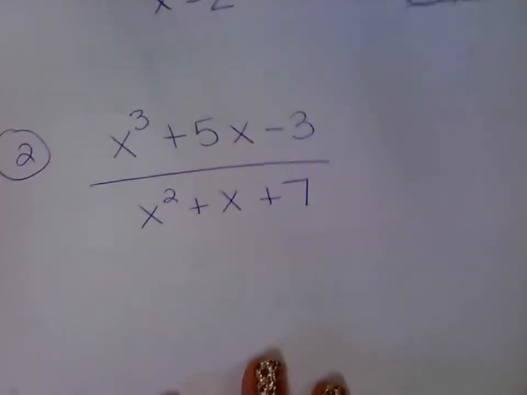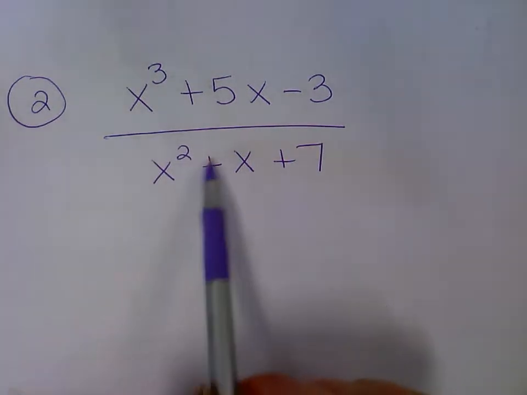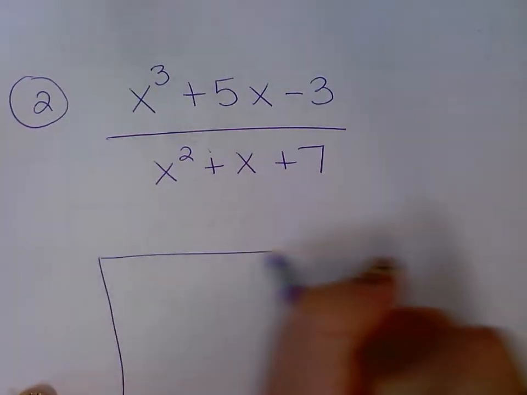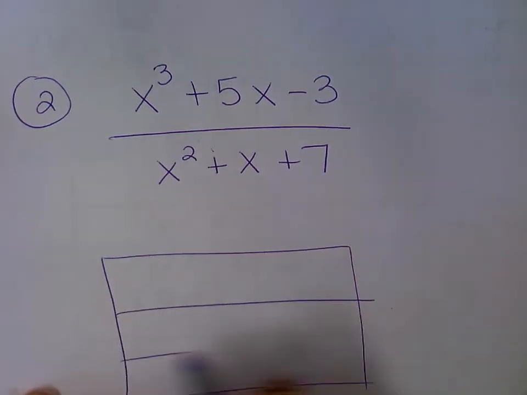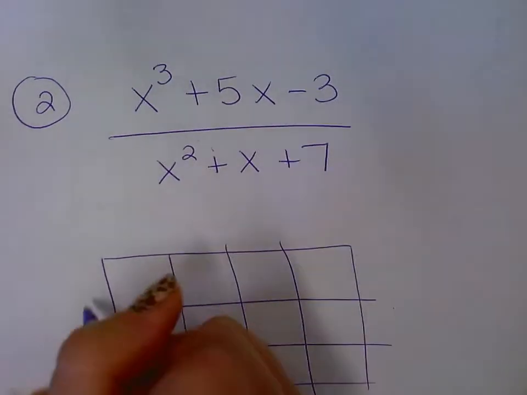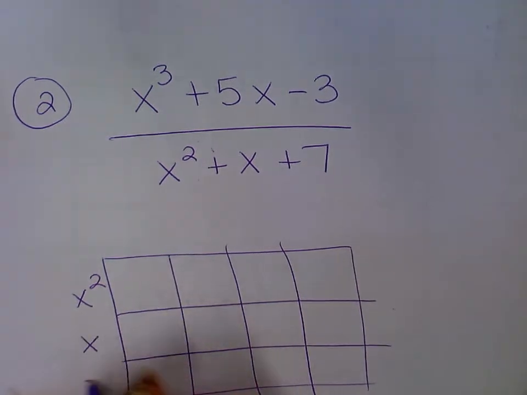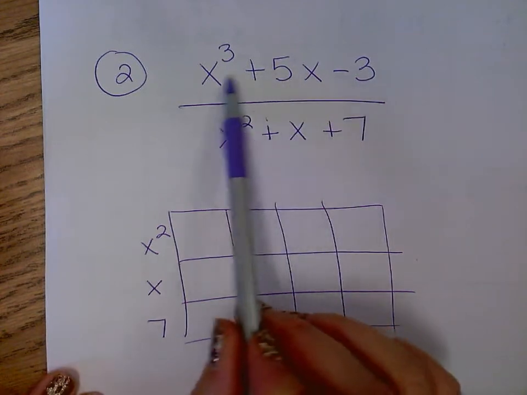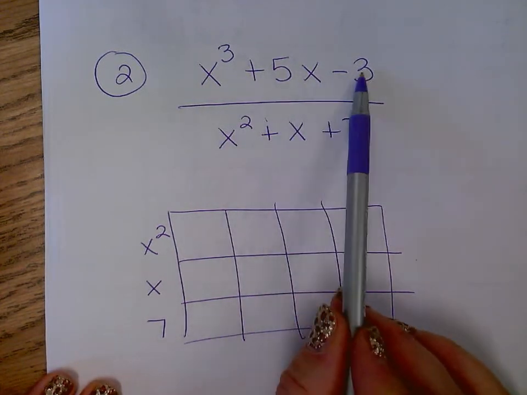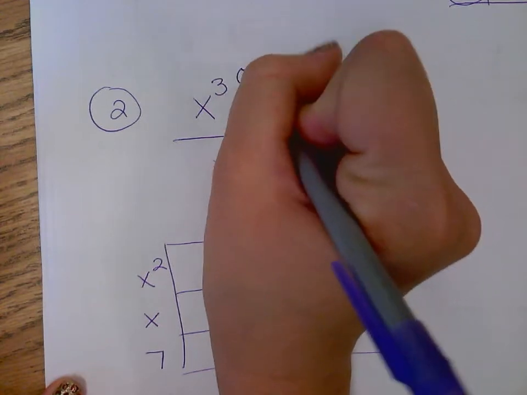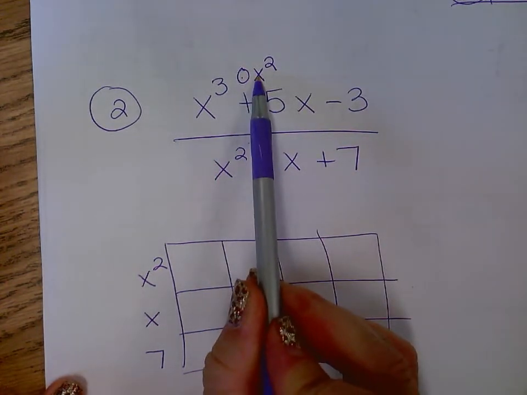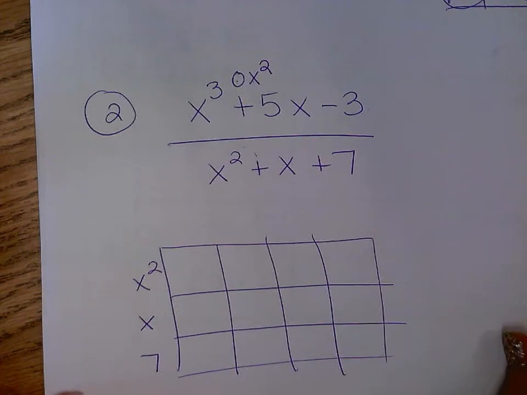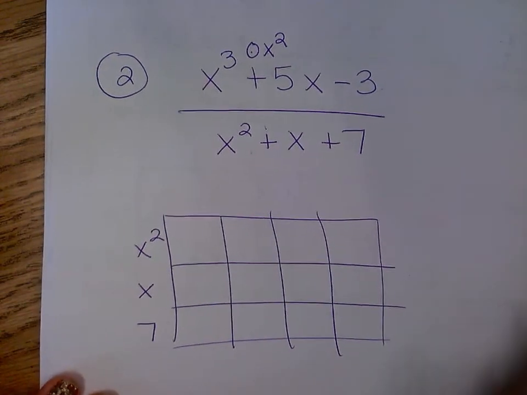All right, let's see if you could set this one up okay. So my divisor goes on the outside no matter what my problem is. So my divisor is x squared plus x plus 7, down the side. Do you see a term missing from the original dividend? See how I skip over a term? So I'm just going to write above it so I remember, I have 0x squareds in this original problem. That's going to be important for a step down the road here.